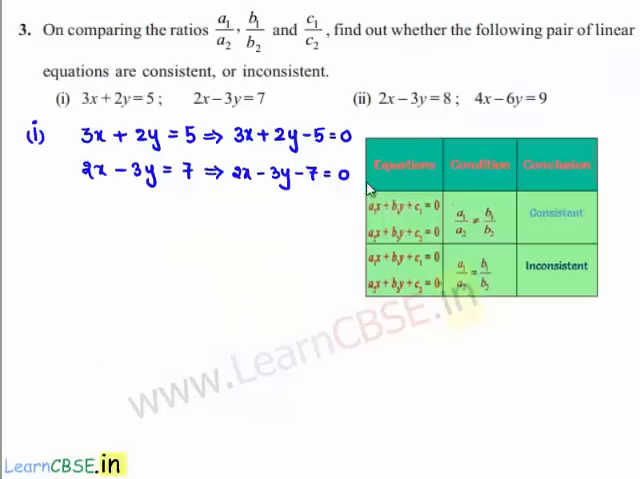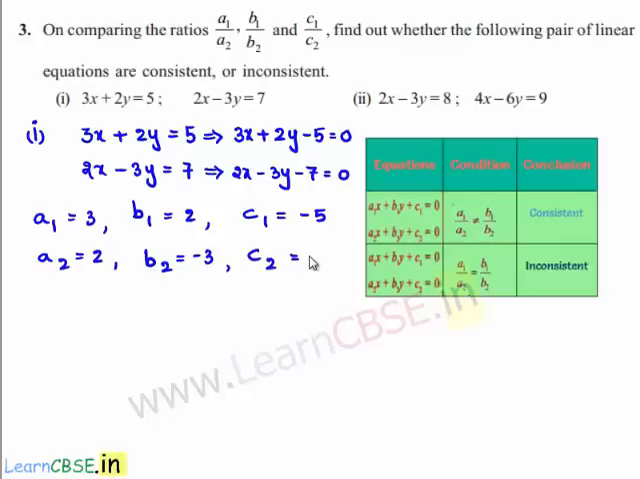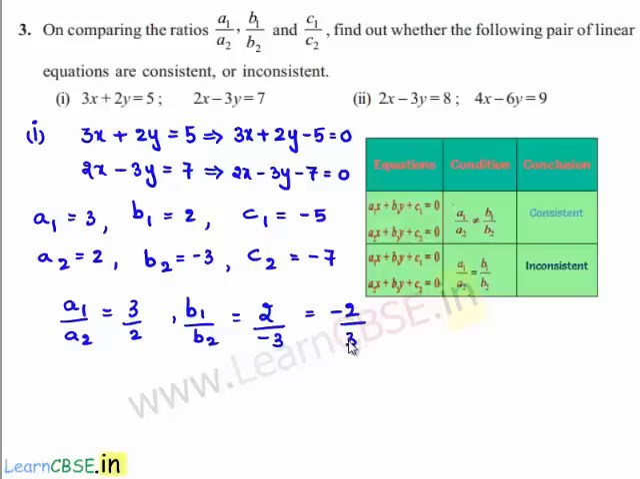If we compare these two equations with the standard equations, a1x plus b1y plus c1 is equal to 0 and a2x plus b2y plus c2 is equal to 0, we get a1 is equal to 3, b1 is equal to 2 and c1 is equal to minus 5. In a similar way, a2 is equal to 2, b2 is equal to minus 3 and c2 is equal to minus 7. So let us find out the values of a1 by a2, which is 3 divided by 2, and b1 by b2 is equal to 2 divided by minus 3, which is nothing but minus 2 divided by 3.